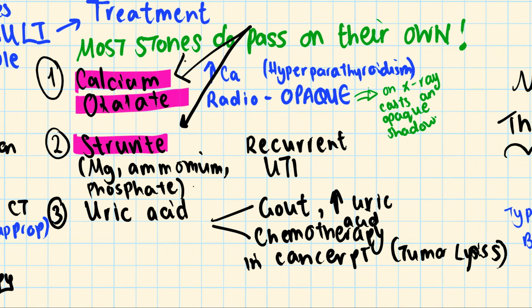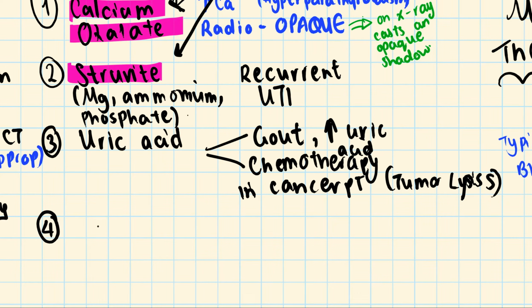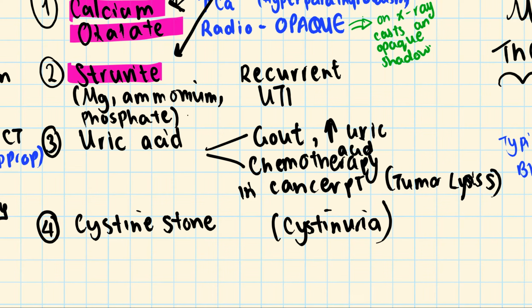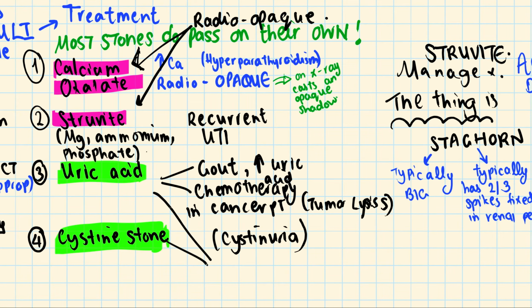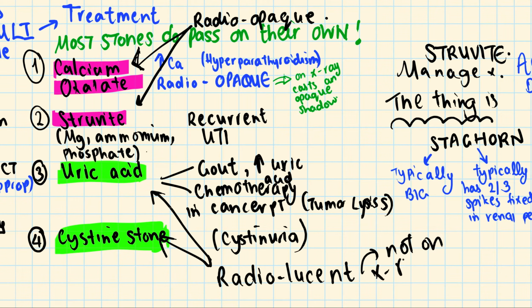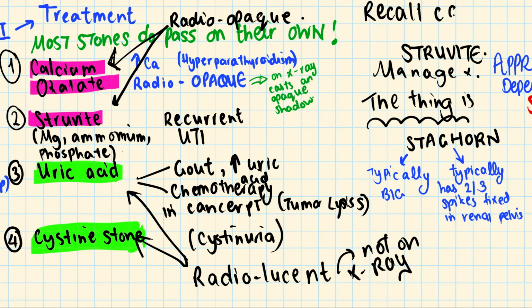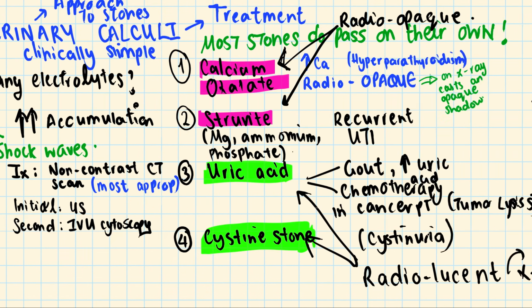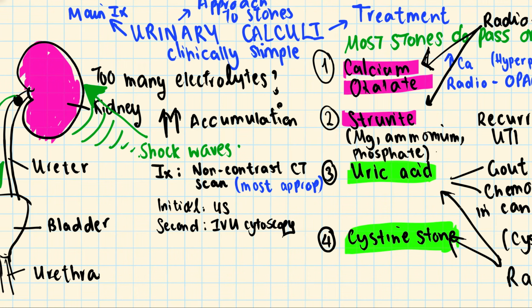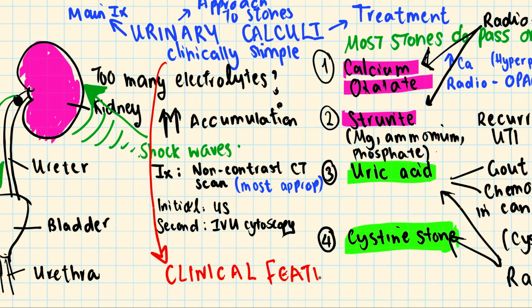Now, calcium oxalate and struvite, they have something in common. They are radio opaque. Once again, that means that they do cast a shadow on the X-ray. The cysteine stone and the uric acid stone. So cysteine stone forms with cystinuria. These two are radiolucent, okay? That means that these do not cast a shadow on the X-ray and they're not as visible. So, you want to recall the causes of each of these stones because that is high yield to understand, and then you can try and figure out the patient diagnosis.